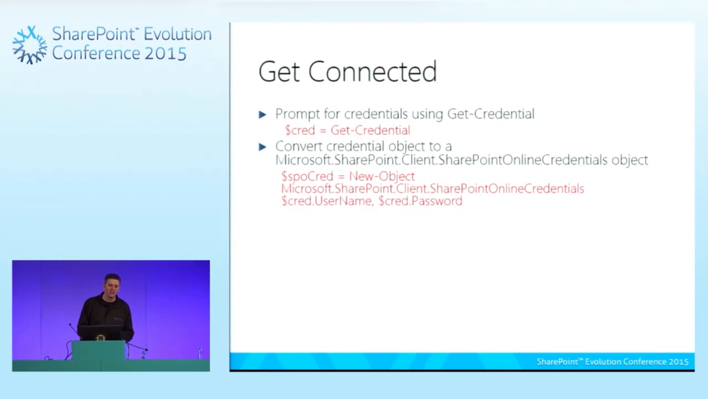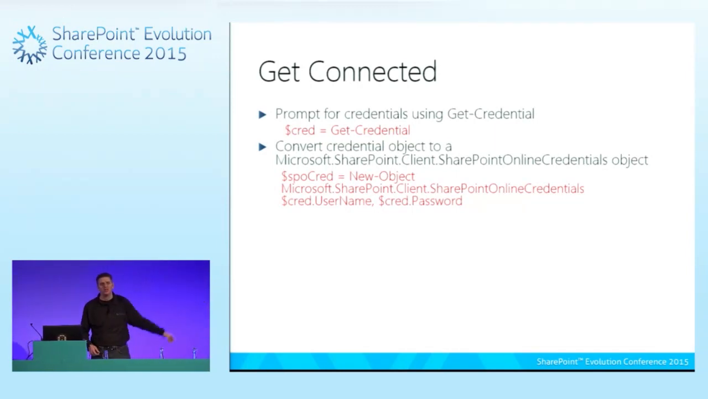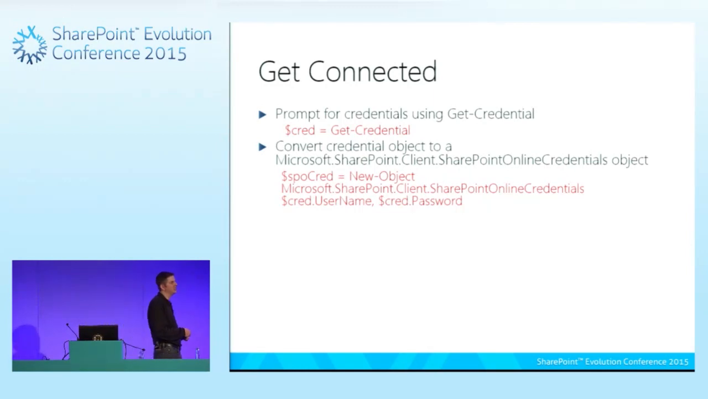And then once you've done that, you're going to create a new Microsoft SharePoint client SharePoint Online Credentials object. You're just passing in the username and the password as a secure string. If you don't use the credential object, you'll have to use the ConvertTo-SecureString commandlet to take a clear text password and convert it. There are also ways that you can embed an encrypted password in there. But if you can do that, I can still find out what your password is. So I always prompt for a password.